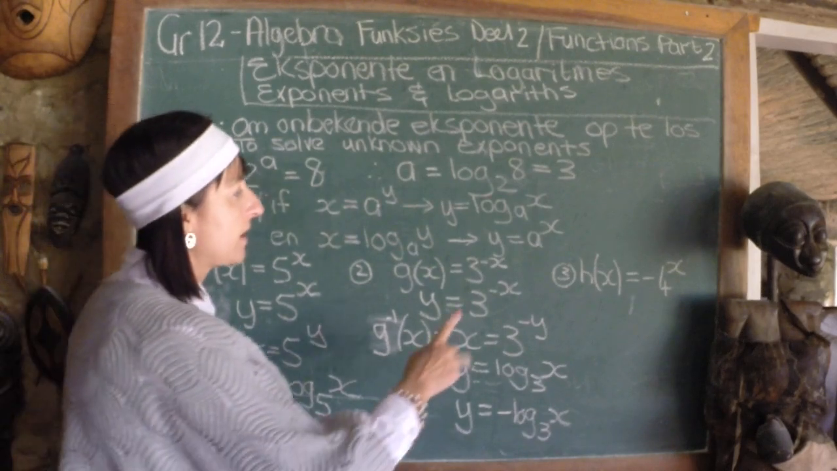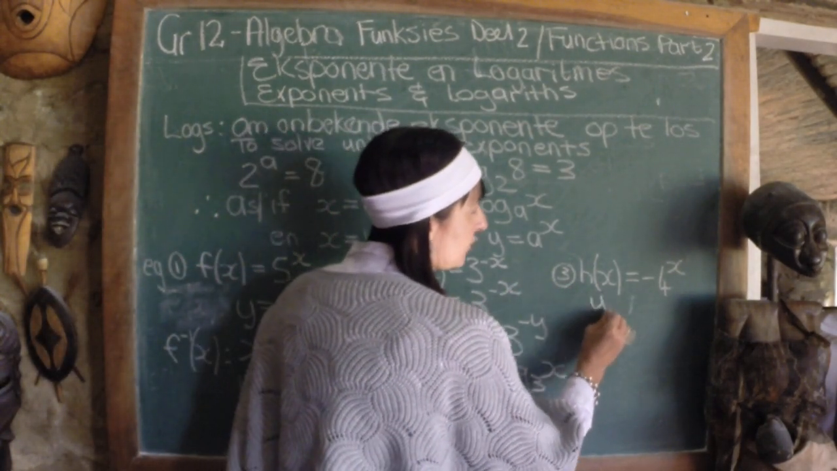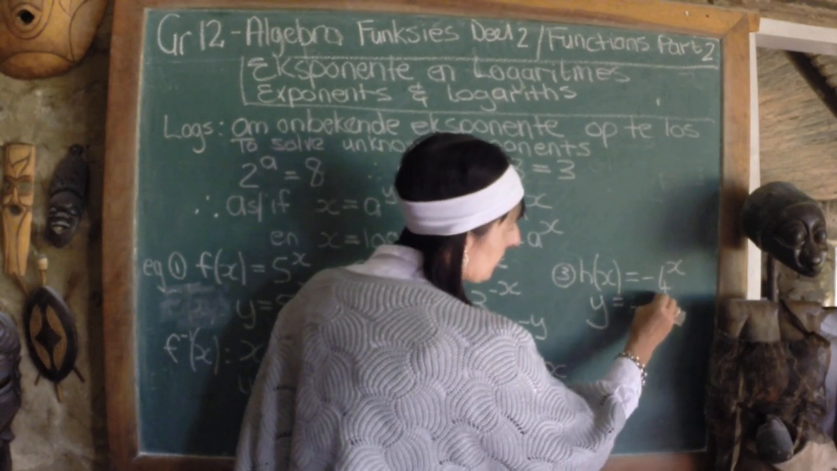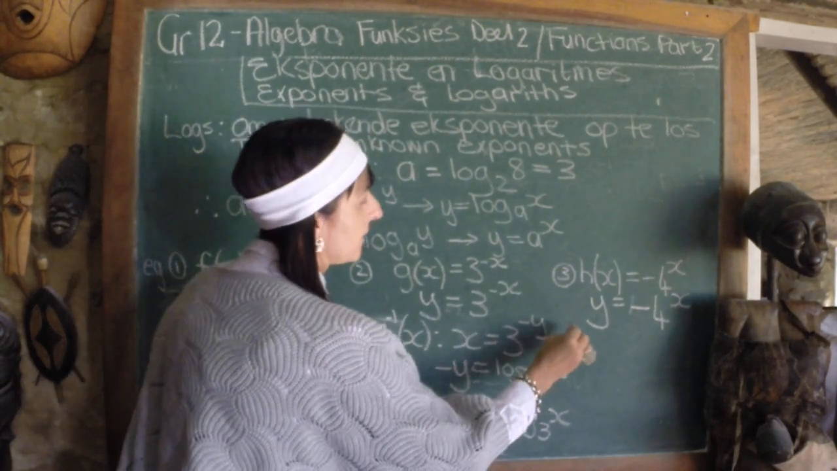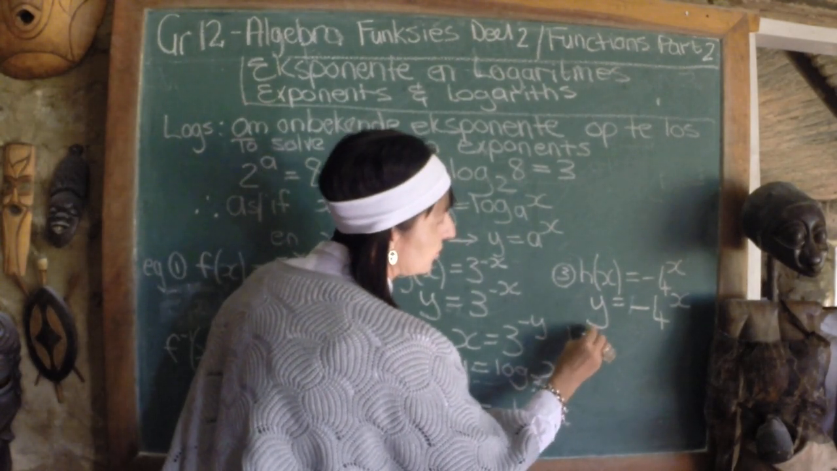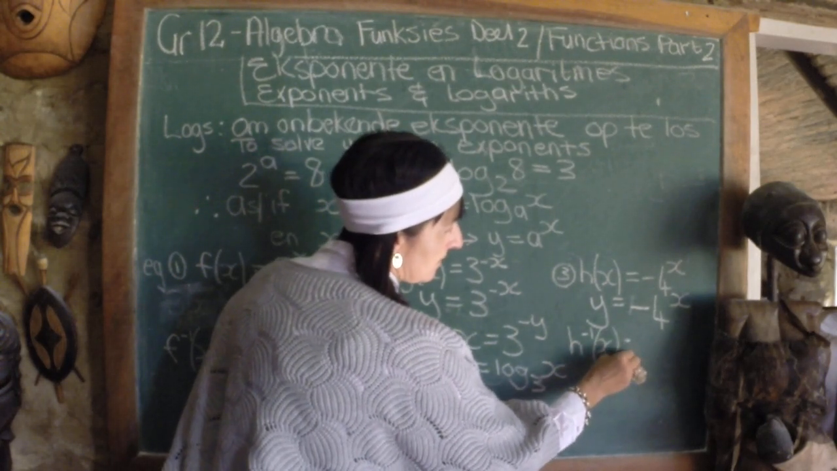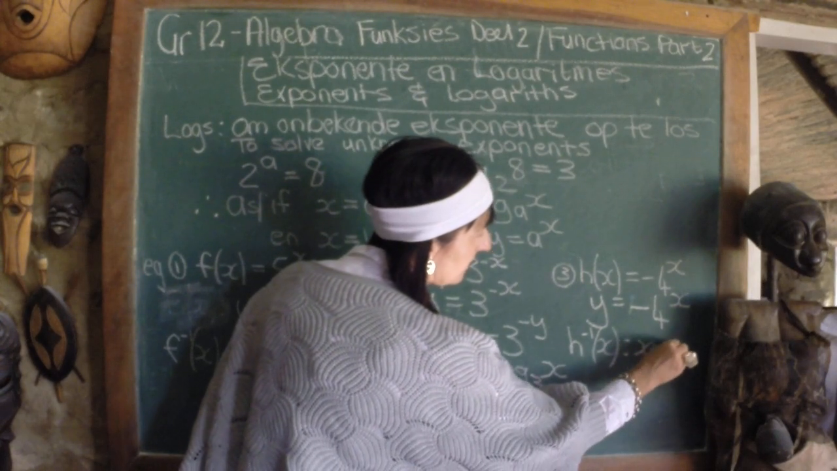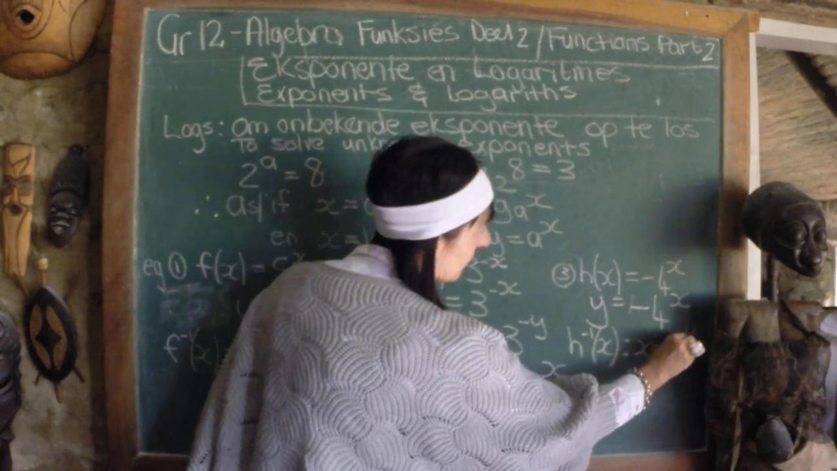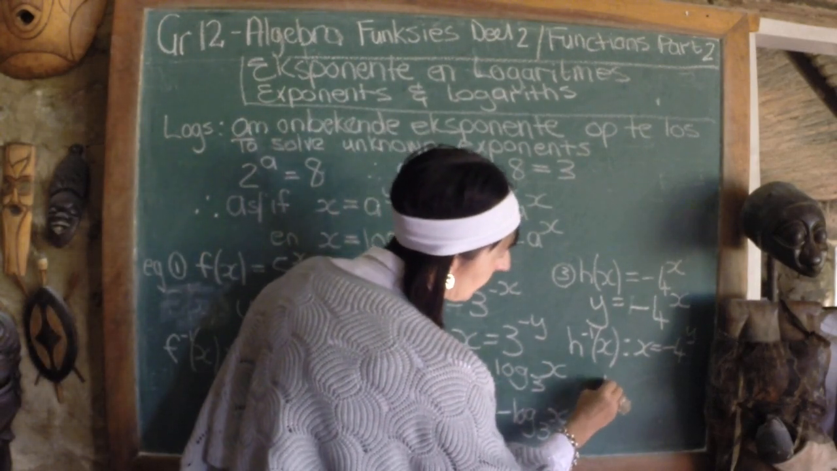Okay, let's look at number 3. I want to get the inverse function of hx. Let's first write it in terms of y. Okay, now I'm going to write down my inverse function. Look at this notation. Going to swap the x and the y. And now I'm going to write it in terms of y.